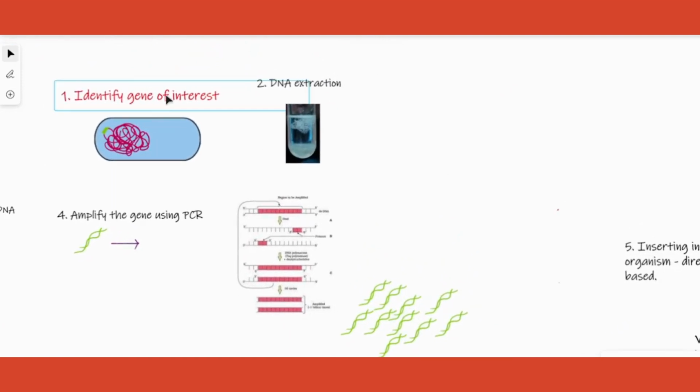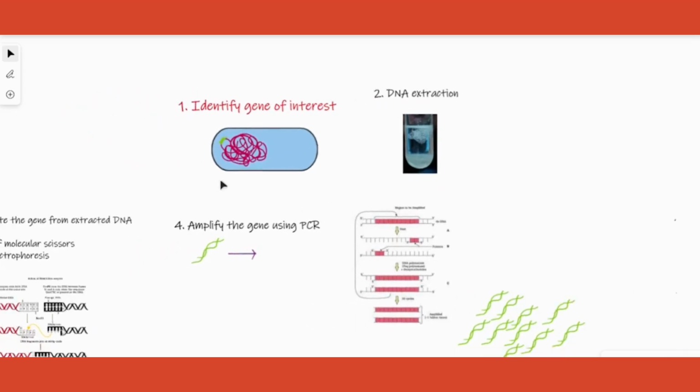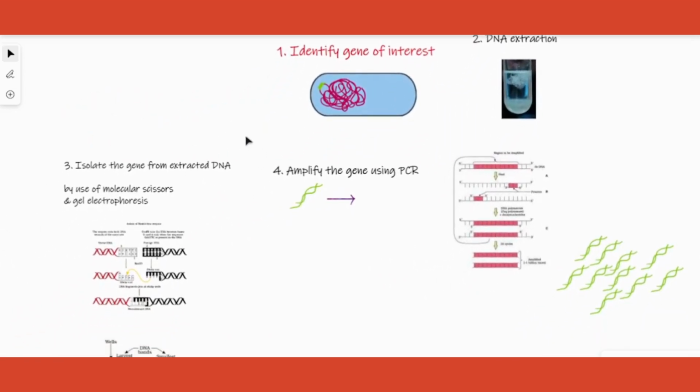First, we identified a gene of interest in one of the organisms, and we had to take out that gene of interest, which we cannot do in an isolated way. We had to extract the entire genome of that organism, which we did using the step DNA extraction. Once we got our DNA, that is not enough. We had to cut it. How did we cut it? We used restriction enzymes for that. Once restriction enzymes cut the DNA or the genome, we had to elute it out on a gel electrophoresis unit.